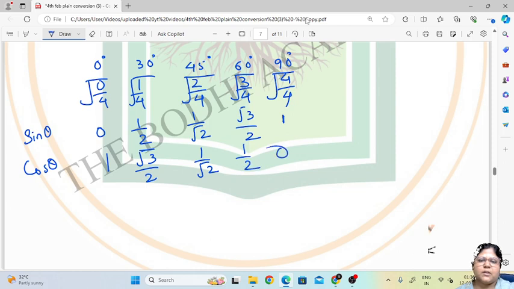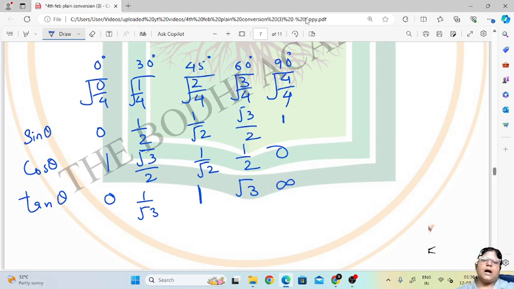1 upon 2 and 0. Tan 0, how do you get it? You get it by dividing. 0 upon 1 is going to be 0. 1 upon 2 divided by root 3 upon 2 is going to be 1 upon root 3. 1 upon root 2 divided by 1 upon root 2 is going to be 1. Root 3 upon 2 divided by 1 upon 2 is going to be root 3. 1 upon 0 is not defined.